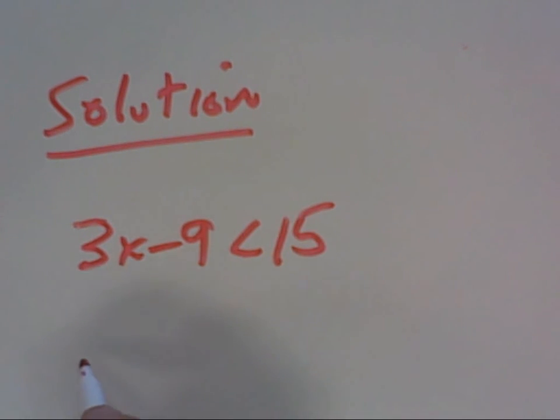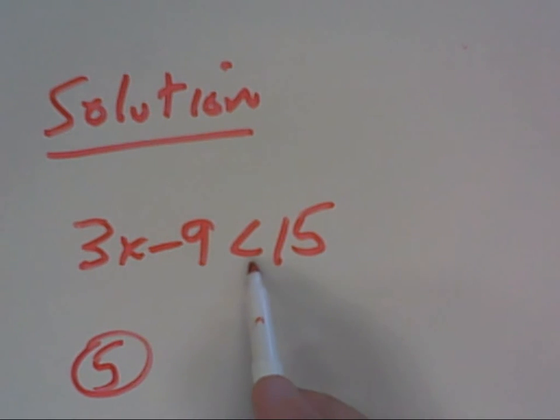Let's say that we try 5. Is 5 a solution to this inequality? Well, in order to figure that out, we're going to plug 5 in for x. 3 times 5 is 15. 15 minus 9 is 6. And 6 is less than 15. So 5 is yes, it is a solution.